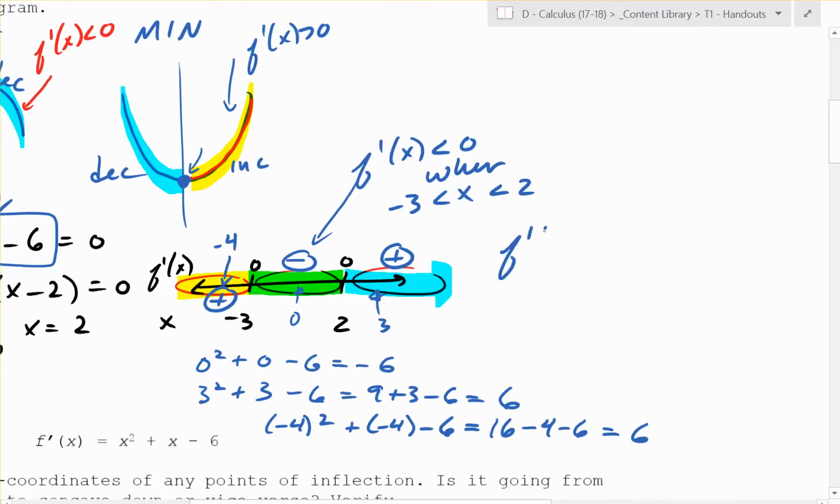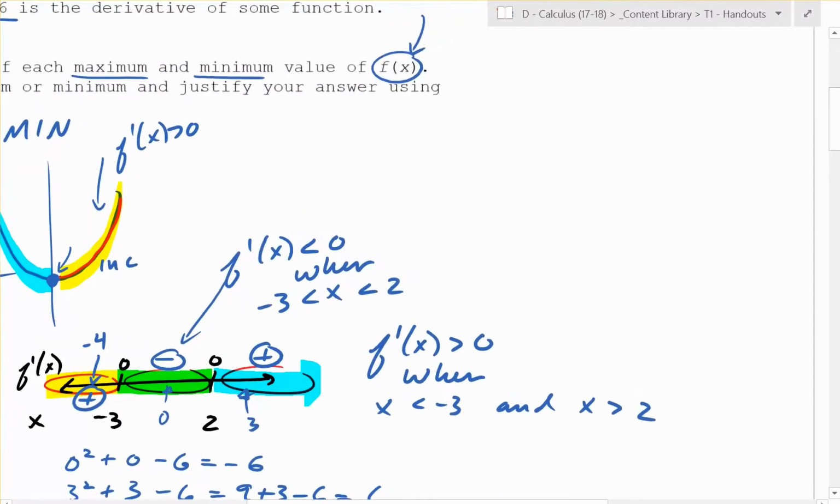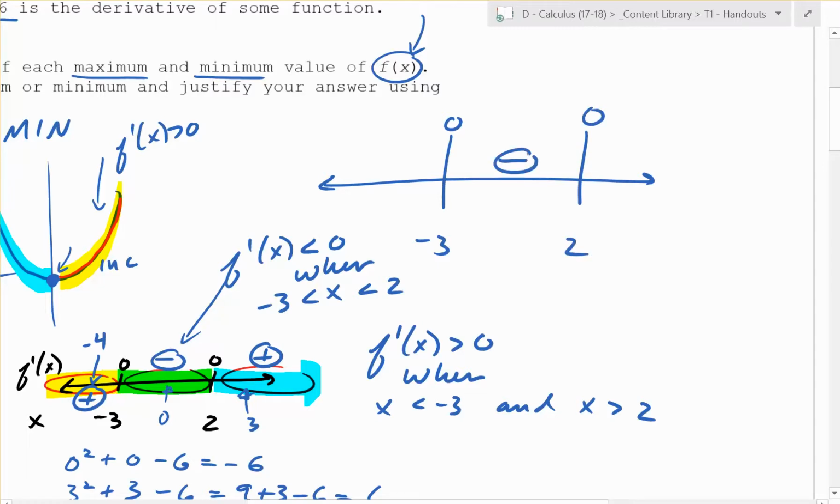It tells us the derivative is greater than 0 in two places: when x is less than negative 3 and when x is greater than 2. So what's going on here? Let's draw this again. We now know the derivative at negative 3 is 0, and at 2 it's 0. And we know the derivative is negative between them, positive here and positive there. That means it's going from increasing to decreasing to increasing.